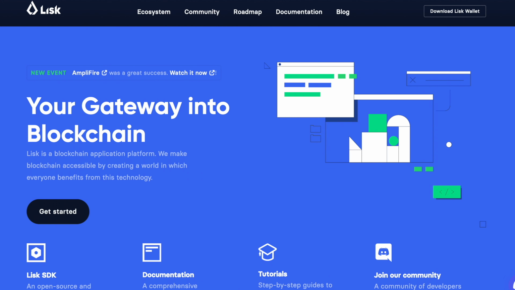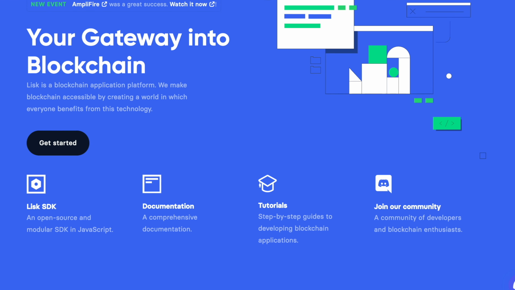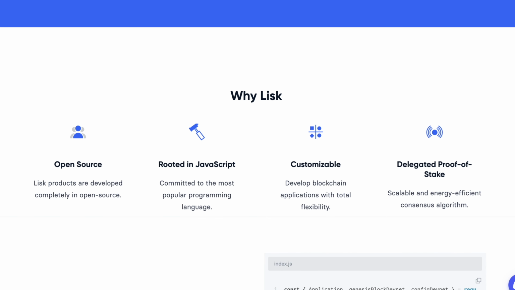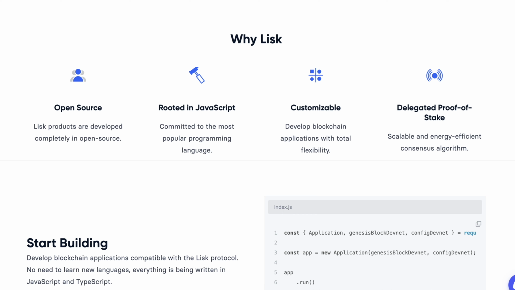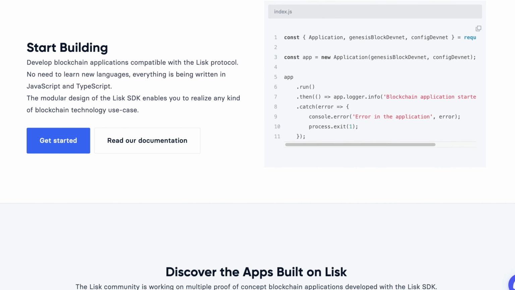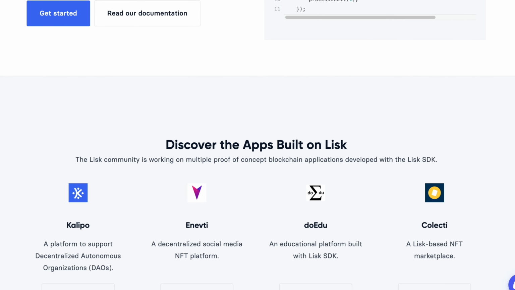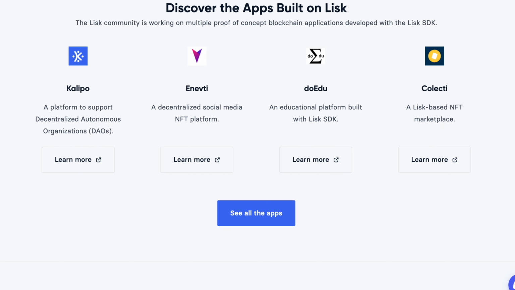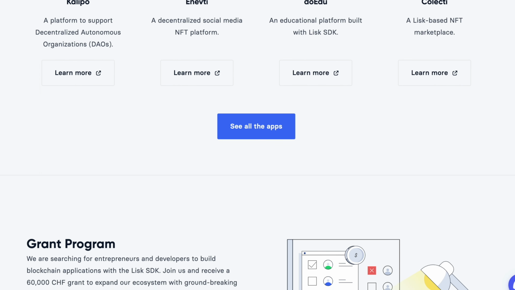So Lisk is an open source project focused on blockchain accessibility. Based on its own network, it's operated using the Delegated Proof of Stake, or DPoS, consensus algorithm. And Lisk empowers JavaScript developers with a software development kit for blockchain applications. Lisk was founded in 2016 by Max Kordek, and the Lisk Foundation is headquartered in Switzerland.